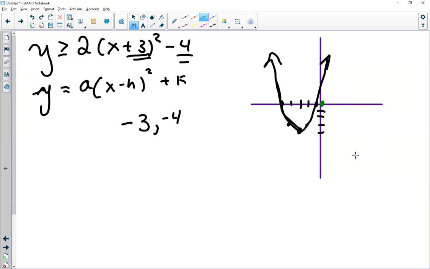I don't care. Wait, this might be a silly question. How do you know which space is up and not down? This number is positive. Which number is positive? The a value.